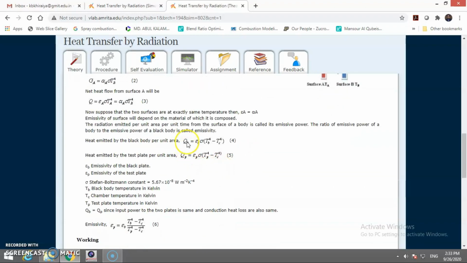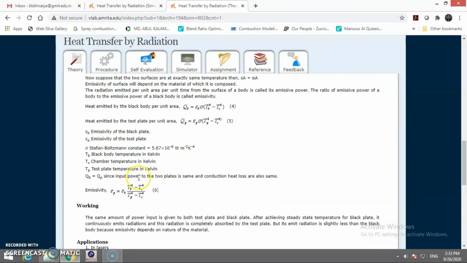We supply the same amount of heat to the black surface as well as to the surface that we are going to check. So QB and QP are equal, and based on that we know the formula: emissivity times sigma, that is the Stefan-Boltzmann constant, times (TB minus TC) equals (TP minus TC). TC is the chamber temperature, TB is the average temperature of T1, T2, T3 and T4, and TP is the average temperature of T5, T6 and T7. So on the basis of these equations, the Stefan-Boltzmann law and emissivity, by comparing QB and QP, we will be able to calculate the emissivity of the given test plate.